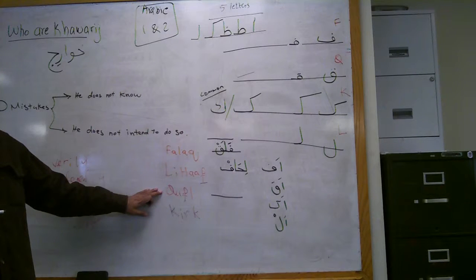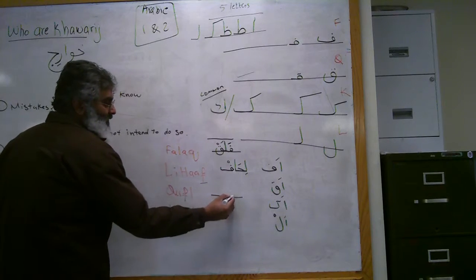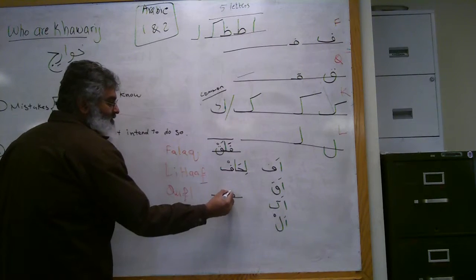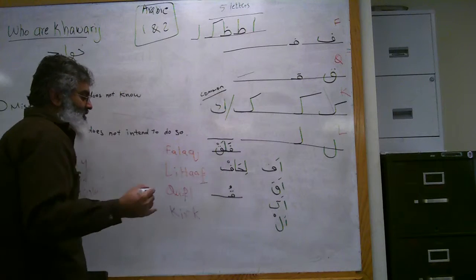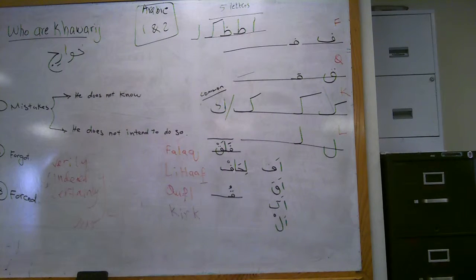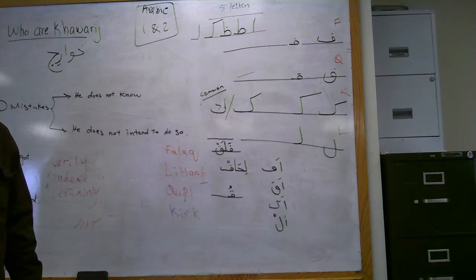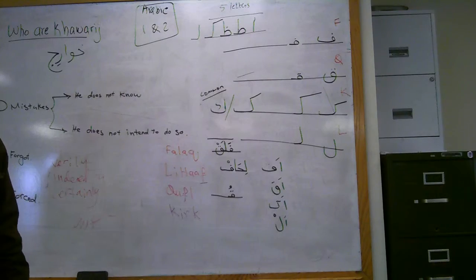It's the beginning form of qaf. Qaf. Beginning form of qaf with the kasra, or a damma. Damma. What is next? Oh, actually, Brother Salim. Middle form of fa.